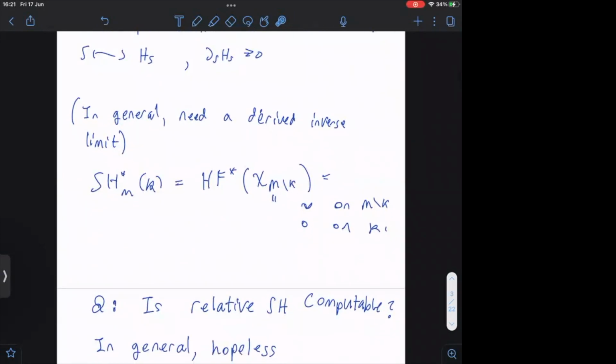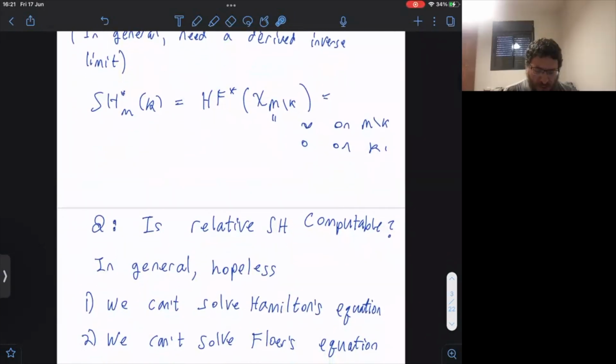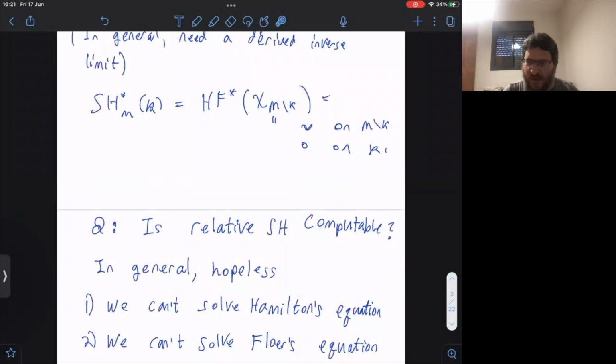Okay. So the question is, of course, is this invariant ever computable? And in general, of course, this is quite hopeless. And why is it hopeless? So we have two different reasons. One is that the Floer complex is defined using closed orbits of Hamilton's equation, and we can't solve that equation.